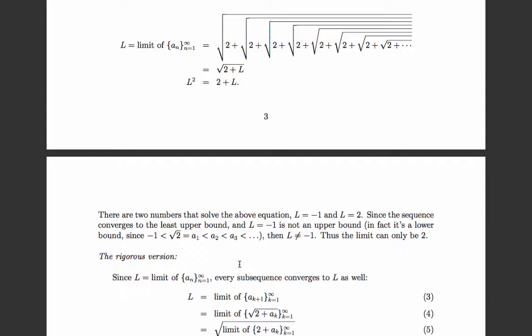Now, L cannot be -1. Why? Well, we proved that a monotonically increasing sequence that is bounded must converge to the least upper bound. -1 is not the least upper bound. In fact, it's not an upper bound at all. The very first entry of my sequence is greater than -1. So -1 is not the limit. But the limit does have to satisfy this equation, L squared equals 2 plus L. So that means L can only be 2.